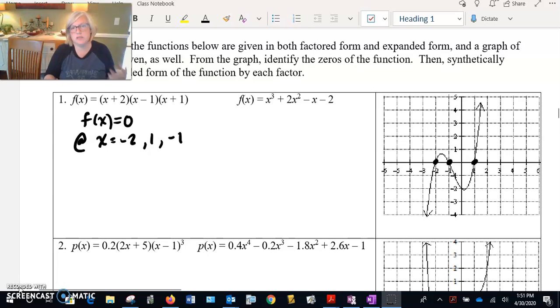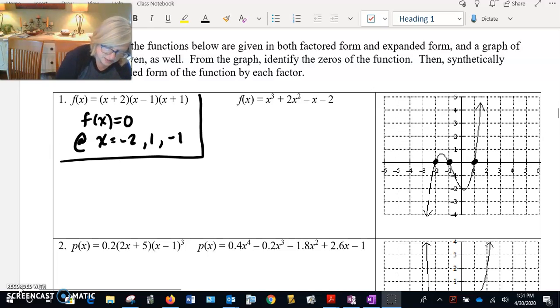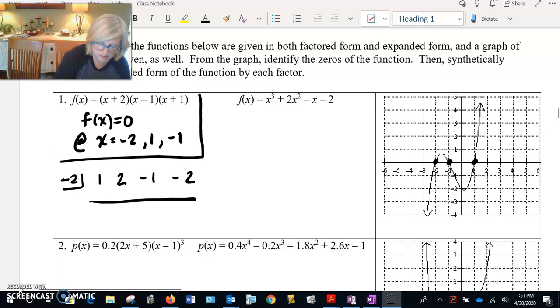But what they wanted us to do is to look at what happens if we were to use synthetic division on each of these factors. So here's the expanded form over here on the side. What they want us to do, kind of do a little box there, is I'm going to take each of these, start with negative 2, and divide it synthetically into the polynomial, 1, 2, negative 1, negative 2. And I'm just going to do this fairly quickly. Drop 1, multiply, drop, and times 2, and I get 0.